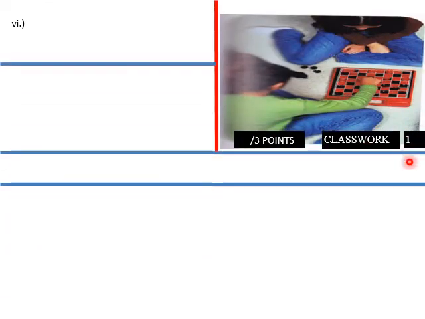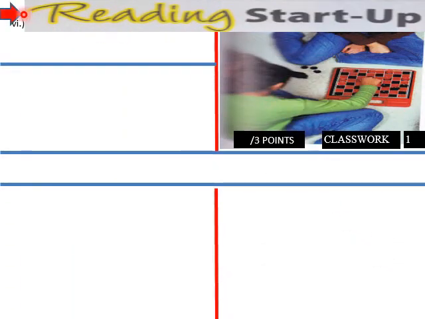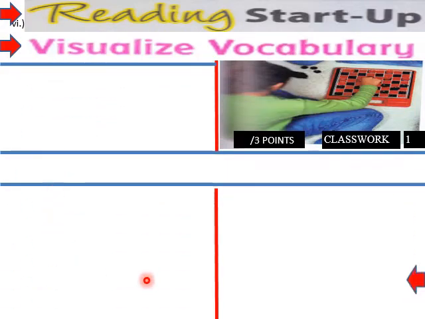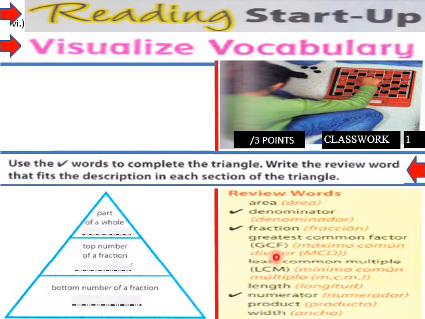Classwork here, page 1. We go into a reading startup here. We're starting a new chapter, so we always have a vocabulary lesson when we begin a new chapter. Use the check words. Here's our check words here: area, denominator, fraction, greatest common factor, least common multiple, length, numerator, product, and width. Part of a whole here. We have blanks here, students. Part of a whole, what would that be? That would be a fraction. Top number of a fraction, which one of these review numbers would fit in there? Numerator. Bottom number of a fraction, that would be denominator.